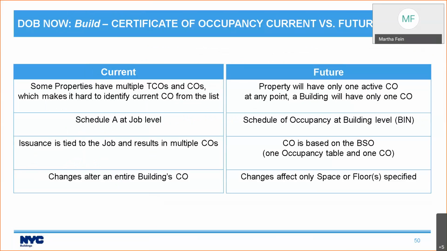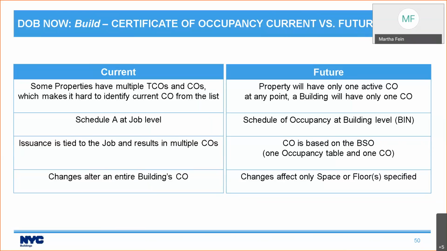Currently, some properties have multiple TCOs and COs, which can make it hard to identify the current CO from the list. In the future, a property will only have one active CO at any point, only one for the building. Currently, the Schedule A is done at the job level, but we're going to have the BIN level schedule of occupancy. And the certificate of occupancy is going to be based on that BIN level schedule of occupancy. So it'll be one occupancy table and only one certificate of occupancy, not multiples.